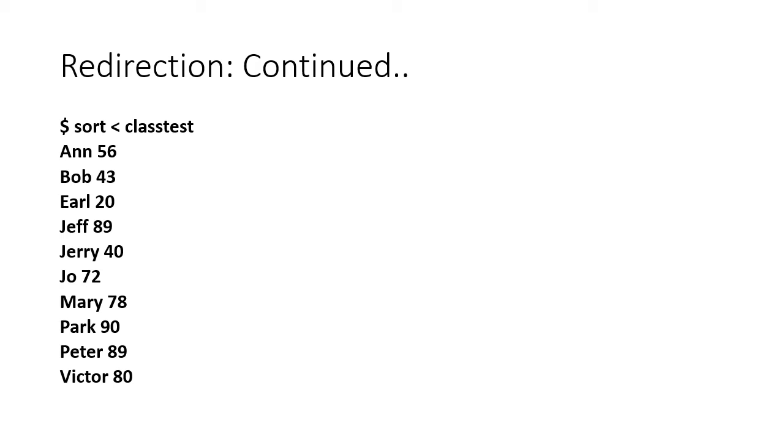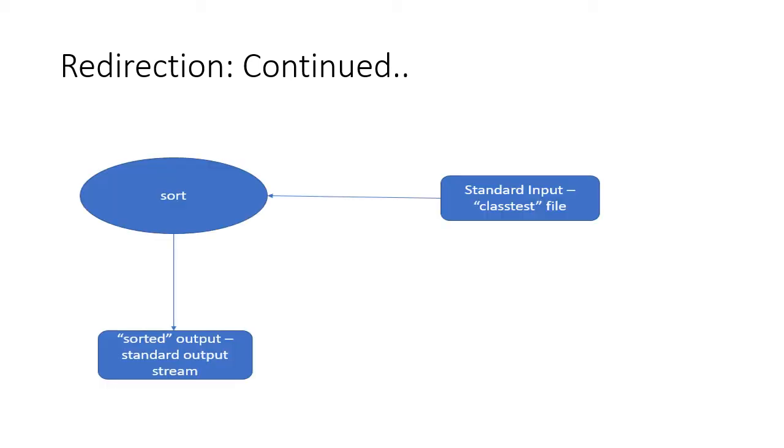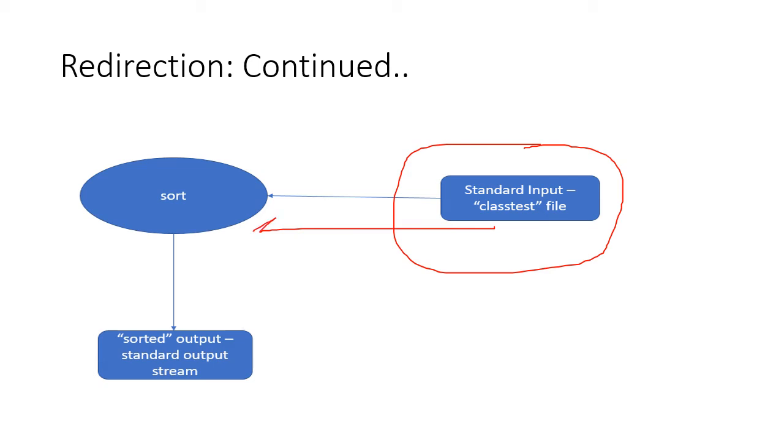A pictorial representation of standard input and output stream of this example is as follows. As you can see, this is the standard input, which has the content of the file called class.test fed to the sort command, the Linux command, and the output that you see is actually the alphabetically sorted content of the class test file.